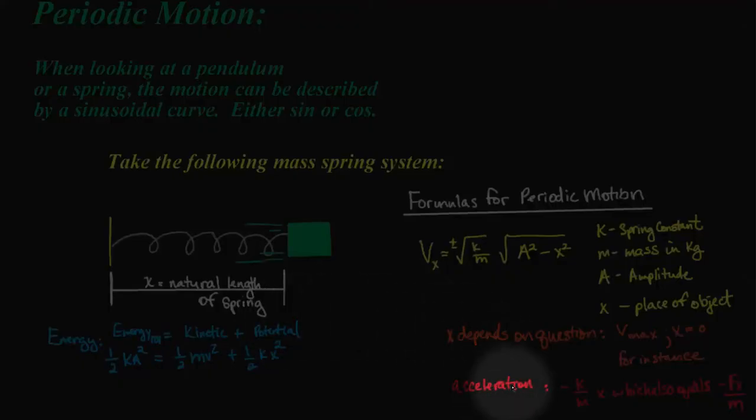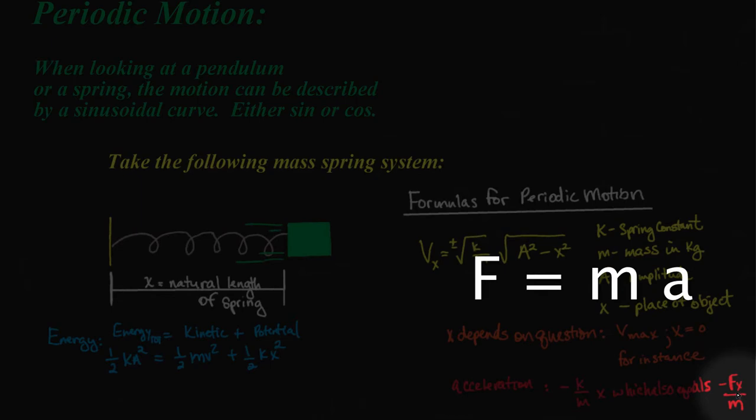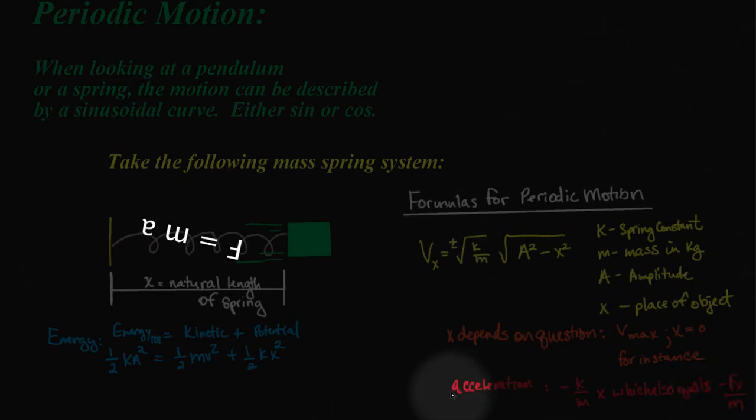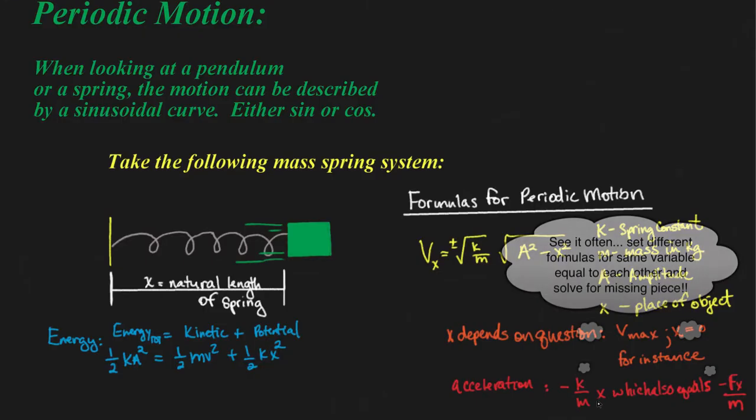Then acceleration is going to be the negative k over m times the x, which also, if you remember from Newtonian discussions, that force equals mass times acceleration. If you divide both sides by mass, you get that acceleration equals that. Okay. Common theme is you set accelerations equal to each other to find one of those missing pieces of the puzzle. So I would bet that you would see a problem that involves that.